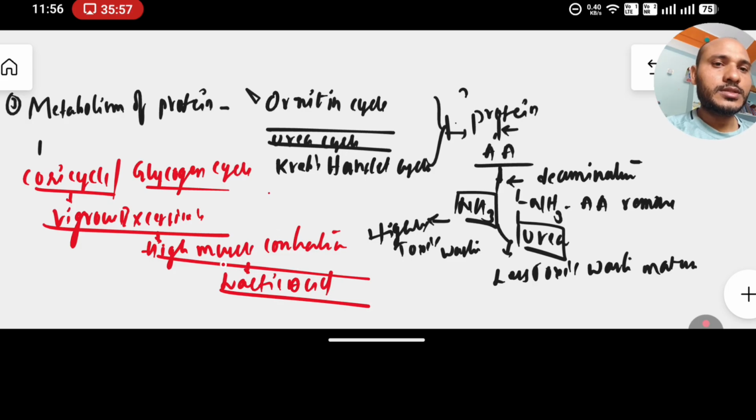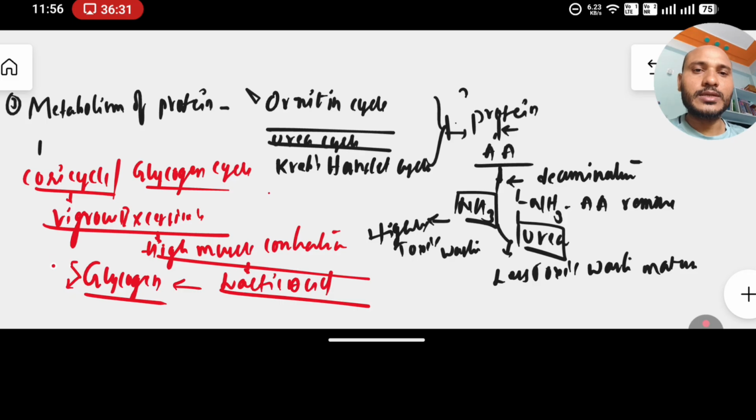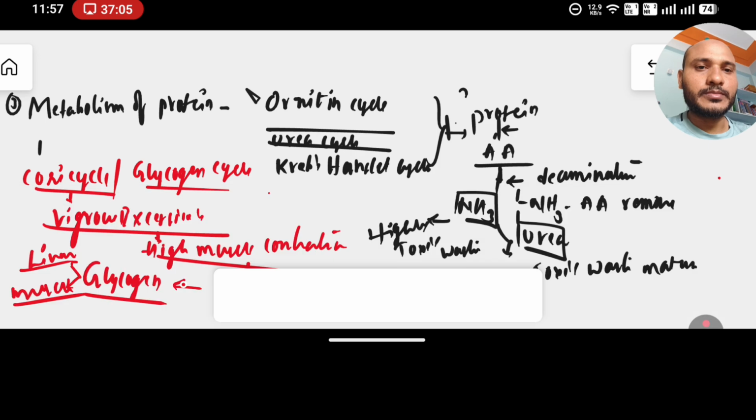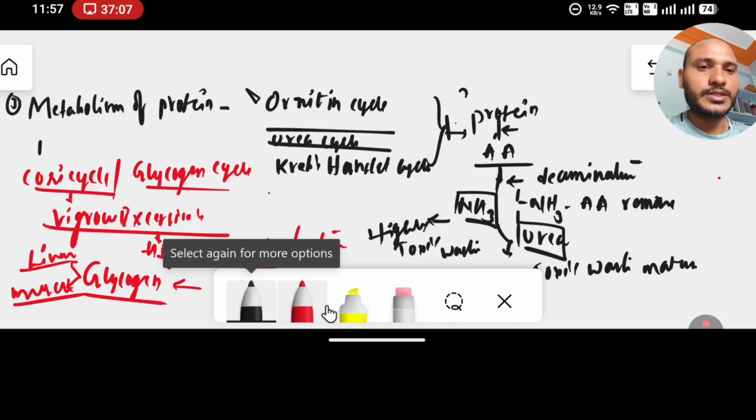Then the glucose converted into lactic acid is accumulated, so it goes into the liver, and then we get some kind of pain. So the liver converts this lactic acid back into glycogen. This glycogen is stored in the liver and also in muscles. One more important function of the liver is here.